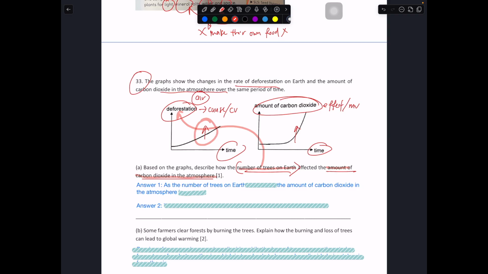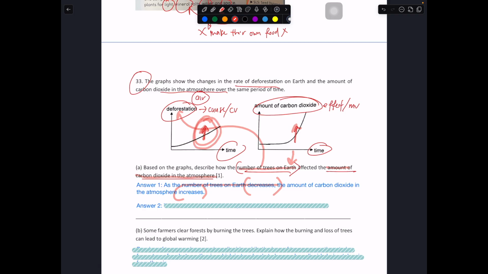So you have to read it in a very reverse or different way. So deforestation increase means there will be fewer trees on Earth. So over here, it should be: as the number of trees on Earth decreases, that means you cut down more trees, the amount of carbon dioxide should have increased. Okay. So this should be the correct way of reading it. It's not as the number of trees on Earth increases. Because although this line is going up, in fact, this is telling you deforestation. So when you're reading it, it should be that the number of trees on Earth actually decreases rather than increases. So you have to read it differently.